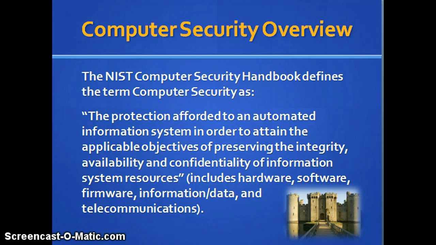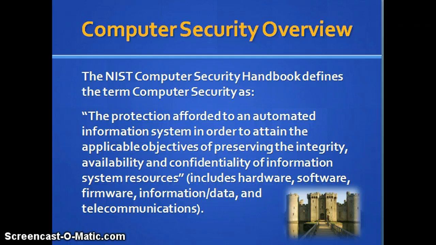Step by step, we will see what is meant by data integrity, availability, and confidentiality. It comes under the ISO standard security architectures, which we will cover step by step. Again, we would like to protect, with the protection afforded to an automated information system, in order to attain the applicable objective of preserving the integrity, availability, and confidentiality of information system resources.